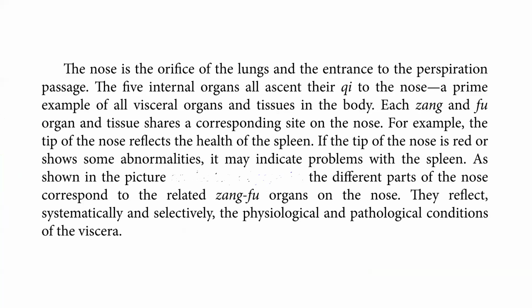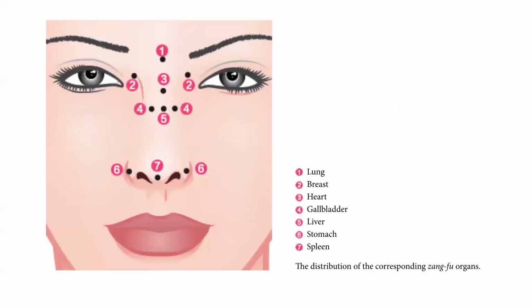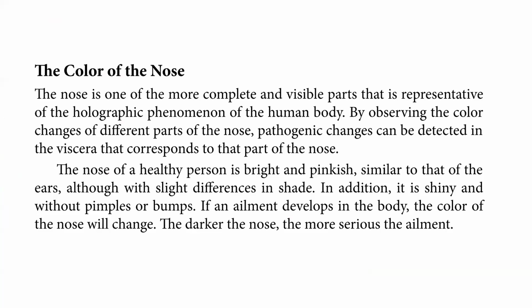The different parts of the nose correspond to the related Zhangfu organs on the nose. They reflect systematically and selectively the physiological and pathological conditions of the viscera. In this diagram, we see the points on the face where the lung, the breast, the heart, the gallbladder, the liver, stomach, and spleen are all pointed to the distribution of the corresponding Zhangfu organs.